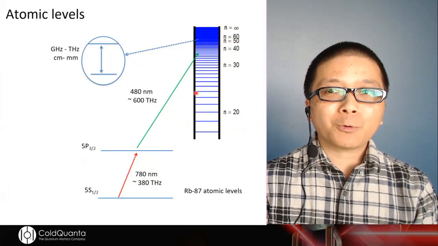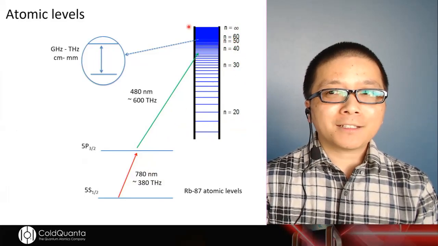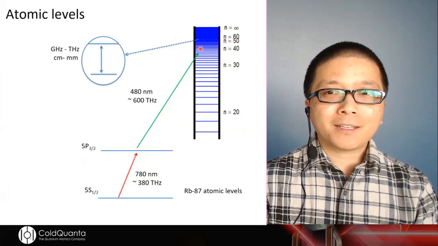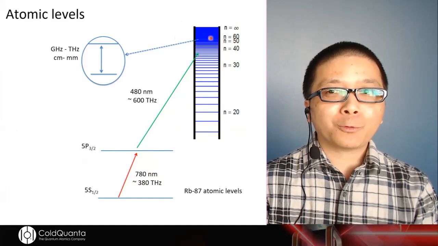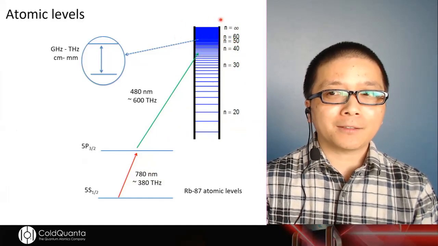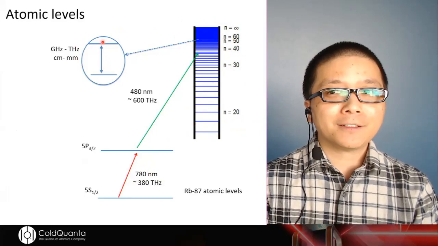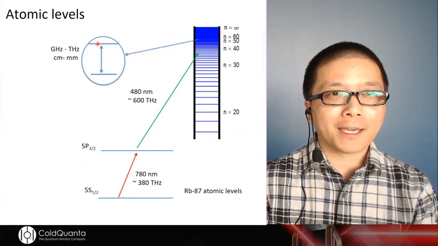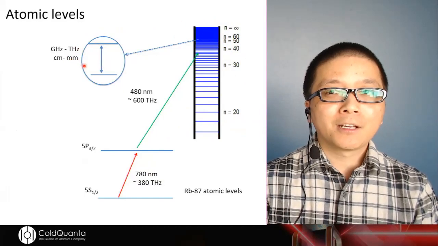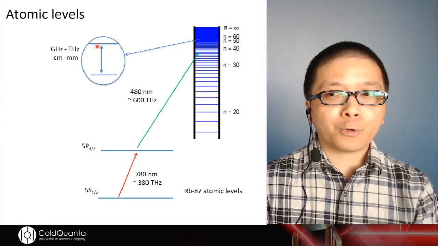We can see the energy at this regime. They seem almost continuous, but if we zoom in, we can see that they are still discrete. The energy difference between the n levels is about a gigahertz to terahertz, which could be coupled to a microwave field for sensing.